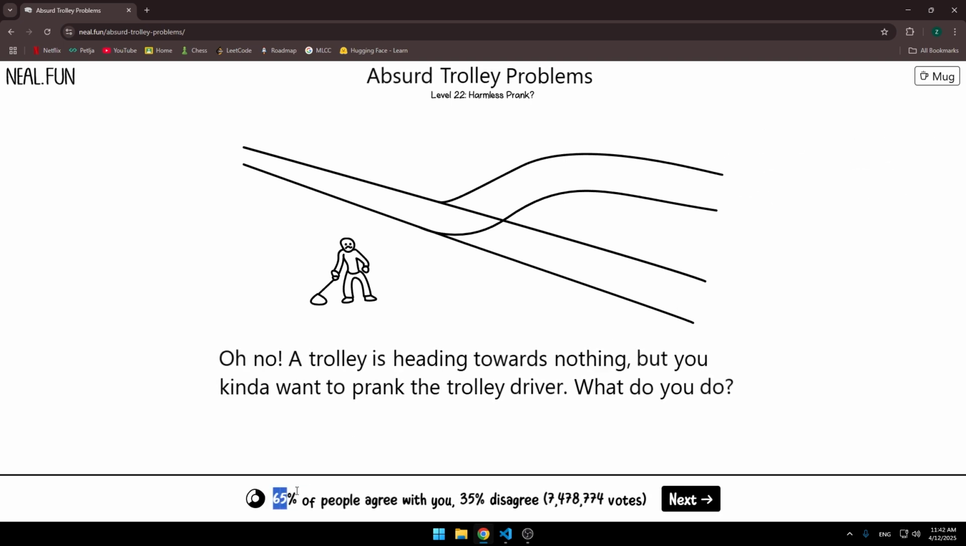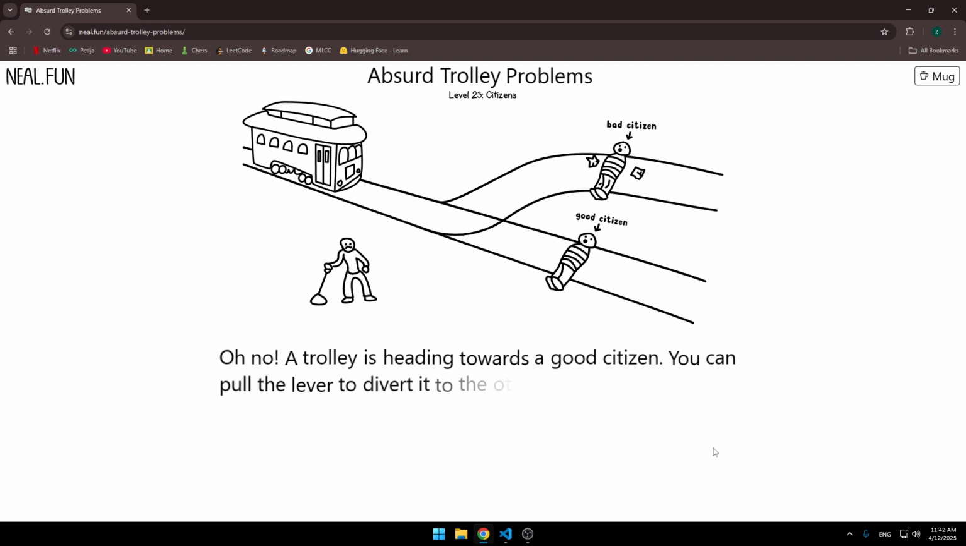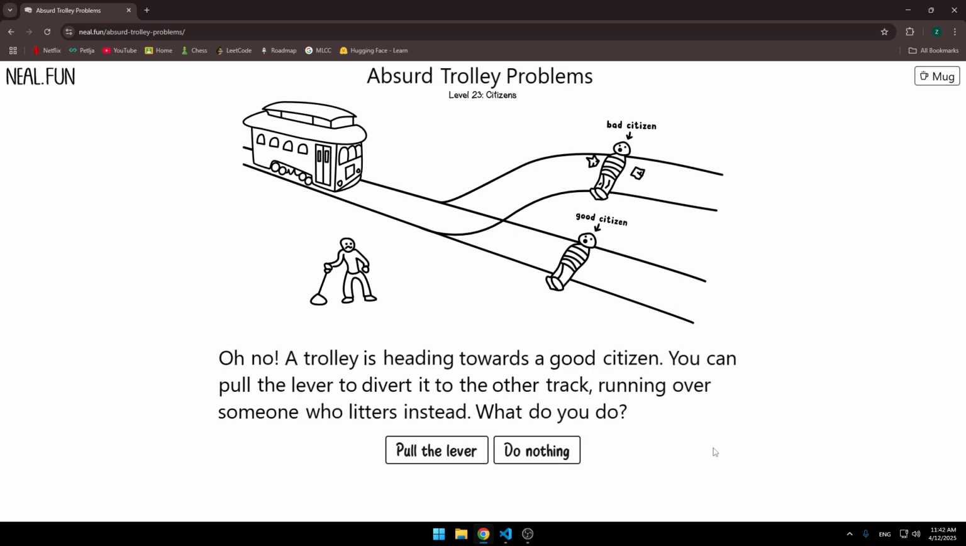Oh yeah. I love that most people agree with these stupid choices. I don't know, there's something about me that just loves this. Also, there's something about me that cannot speak. God damn it. Can I speak now? There we go. Absurd Trolley Problems.